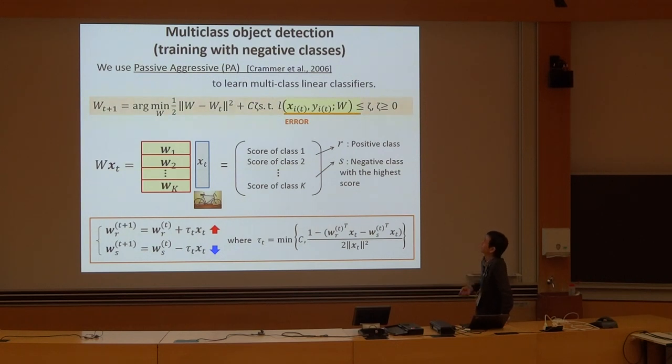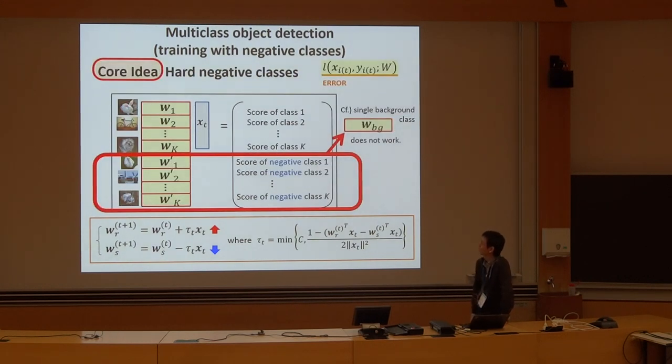Before explaining our multi-class object detection method, I first explain online learning in the multi-class setting. If there are k classes to classify, we prepare k weight vectors. If we pick one training sample, the weight vector of the positive class is updated with a passive aggressive-like method. After that, we classify this input training sample, and we obtain the scores of all classes. Then we find the negative class with the highest score, and the weight vector of that negative class is updated using the passive aggressive-like algorithm.